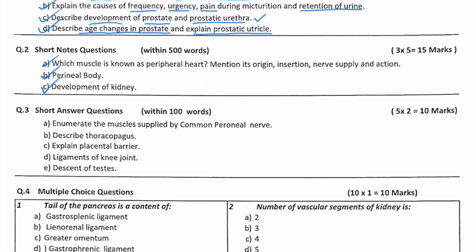This nephrogenic cord is divided into four components from medial to lateral. Medially, the lining epithelium develops into the genital ridge.